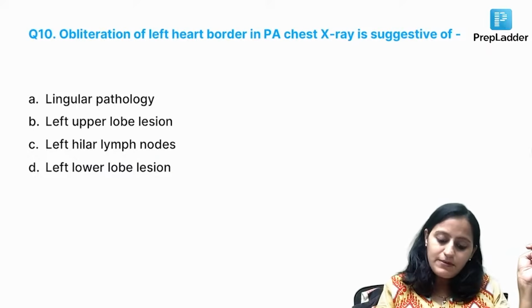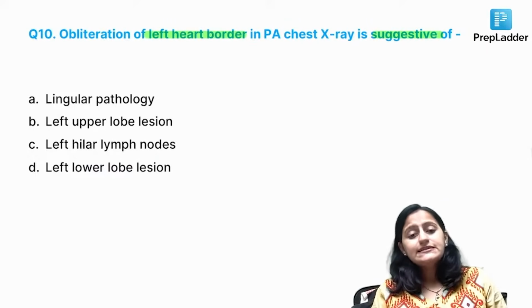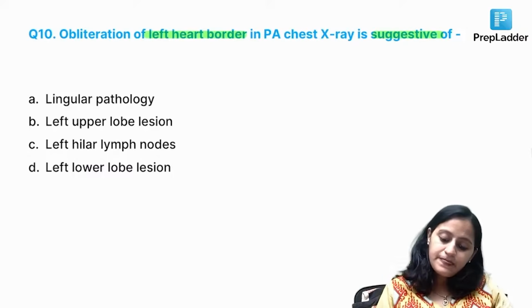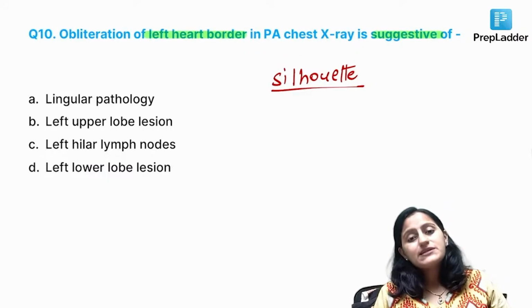Next one. Obliteration of left heart border is suggestive of what lobe pathology? Tell me, this question is based on what sign? What sign are we talking about here? So this is the loss of the border sign. So loss of border sign, that is called the Silhouette sign.